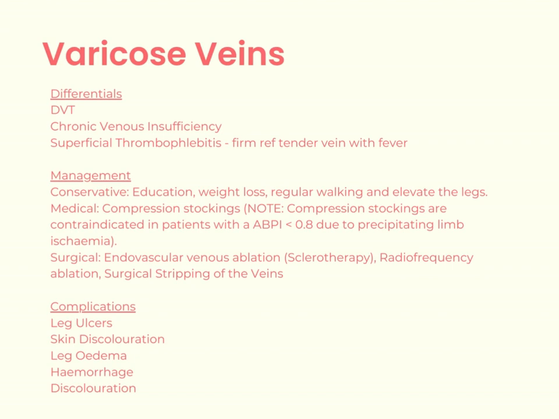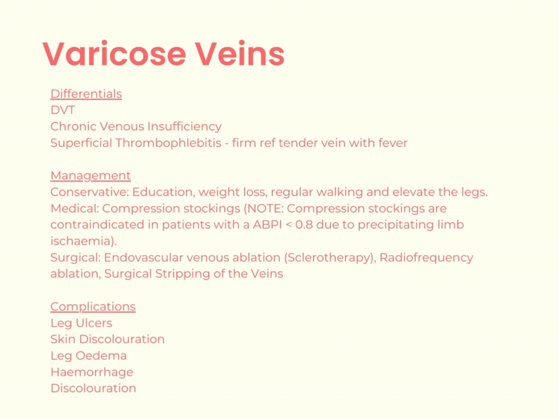And in terms of management, we want to manage conservatively by encouraging them to sit down more often, weight loss, elevate the legs. This can all help. We can give them compression stockings, which essentially helps us squish the veins and improves the blood flow. However, always note the contraindication to compression stockings is if a patient has an ankle brachial pressure index of less than 0.8.